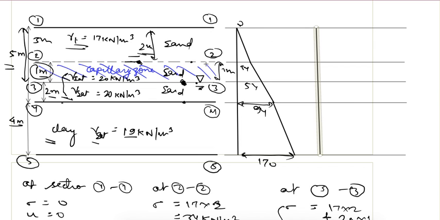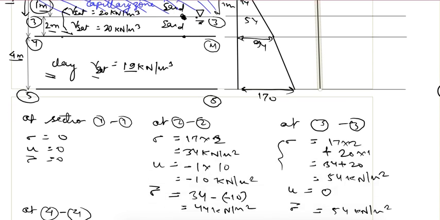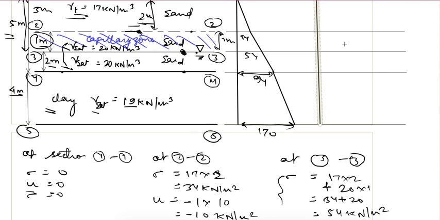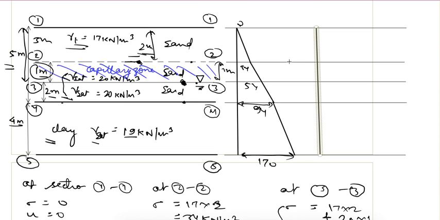So pore water pressure in this zone is 0. Then at section 2, pore water pressure is there due to the capillary suction. So at section 2 we found out that pore water pressure is minus 10. So it will start from this side. At section 2, minus 10, let's say it is here. So it is minus 10 like this.